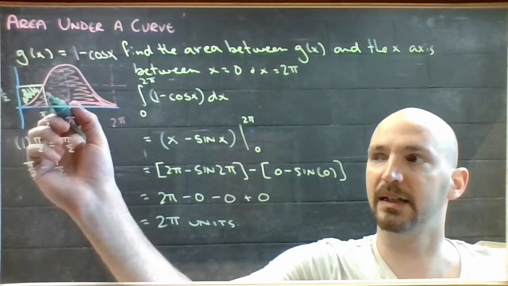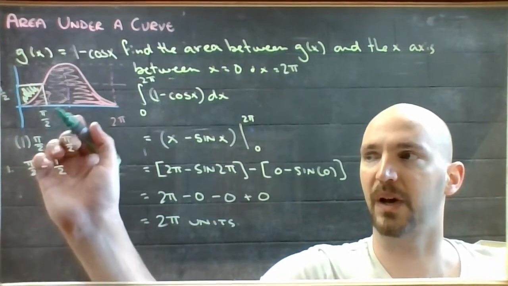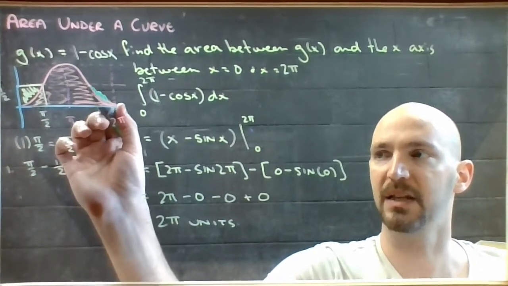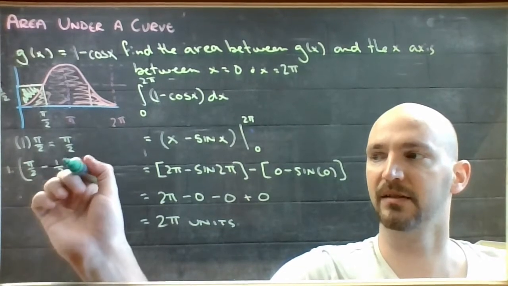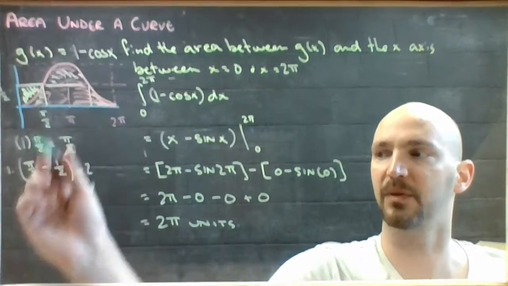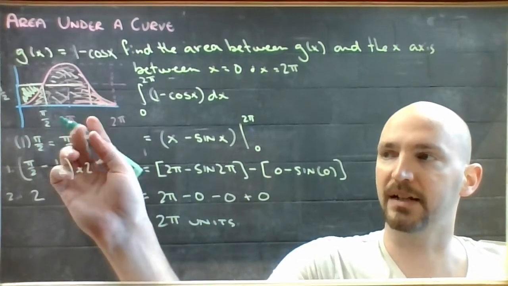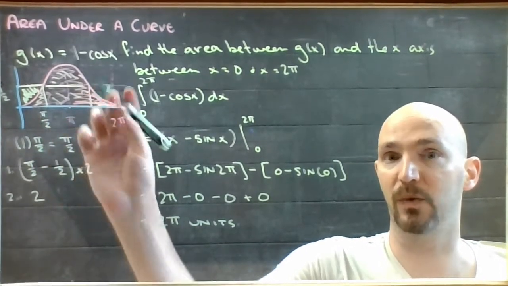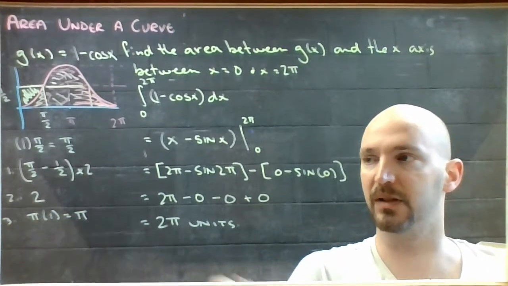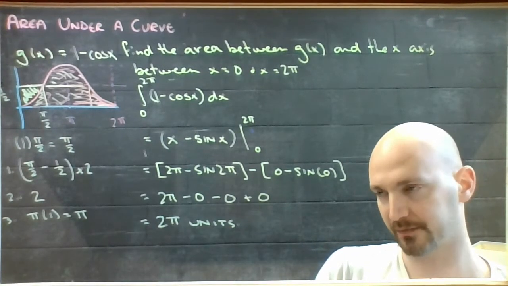So if I look at it, I've got this chunk here, which is pi over 2 minus a half. This piece here is another one, so that's 2 of these. I have this piece up here, which in the last example I found was 2 units. And I have this chunk down here, which is a rectangle that is pi units wide and 1 unit high. Pi units wide times 1 gives me pi units. So if I were to add all that stuff together, I'm supposed to get 2 pi units worth of stuff.